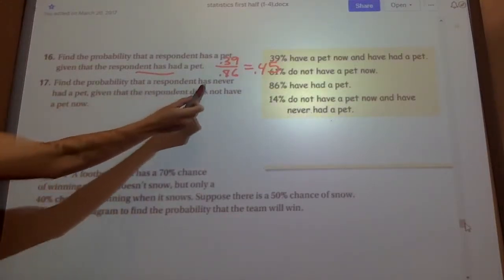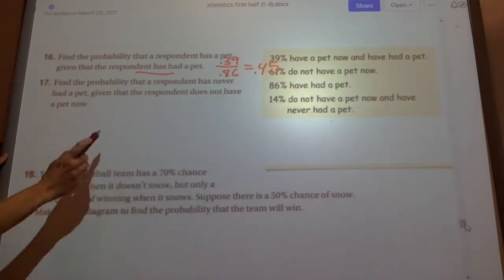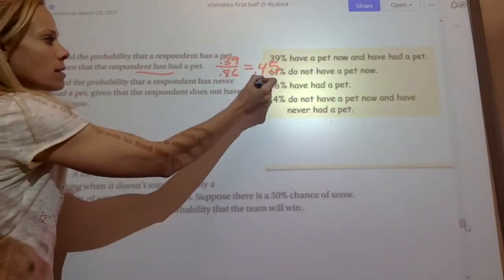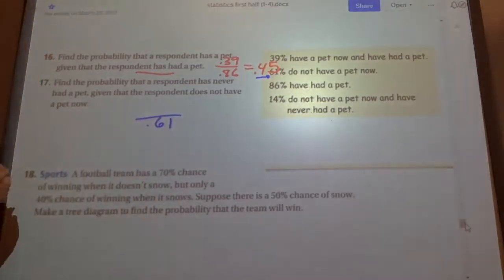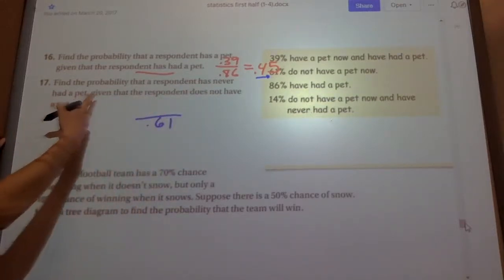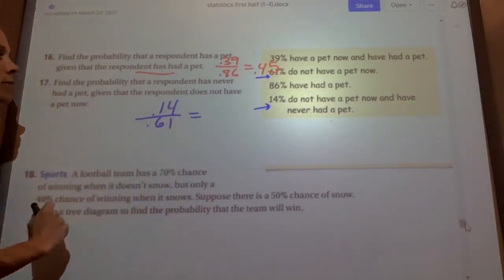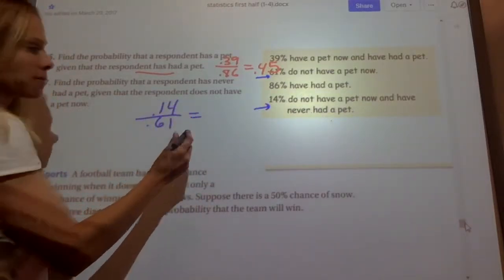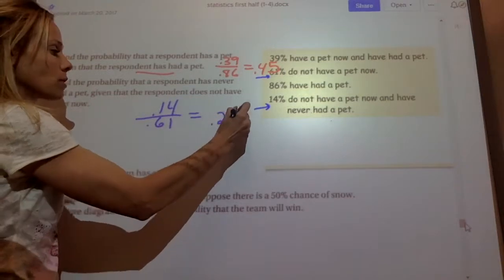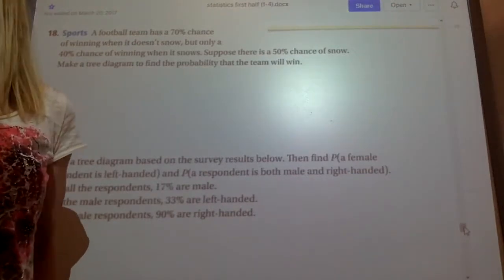The probability that a respondent has never had a pet given that the respondent does not have a pet now. So we have to find the given first. What percent does not have a pet now? 61%. That's on the bottom, and the favorable is on top. What's the favorable? Has never had a pet and does not have a pet now. 14%. Very good. So what's that as a decimal? 0.23. Good.